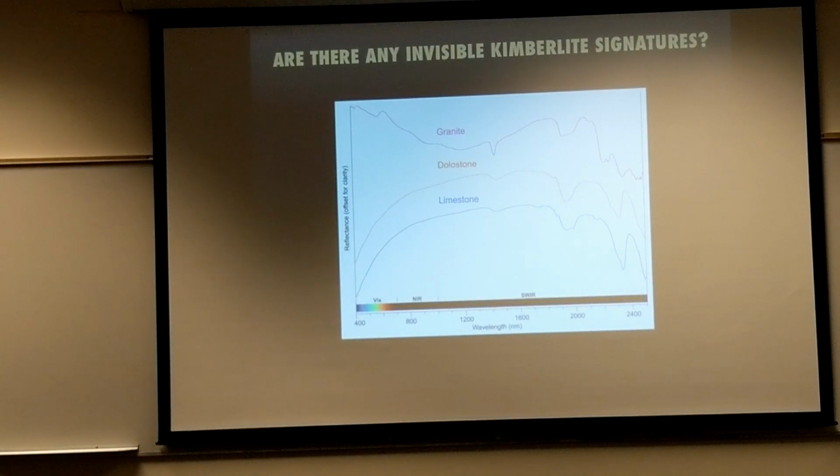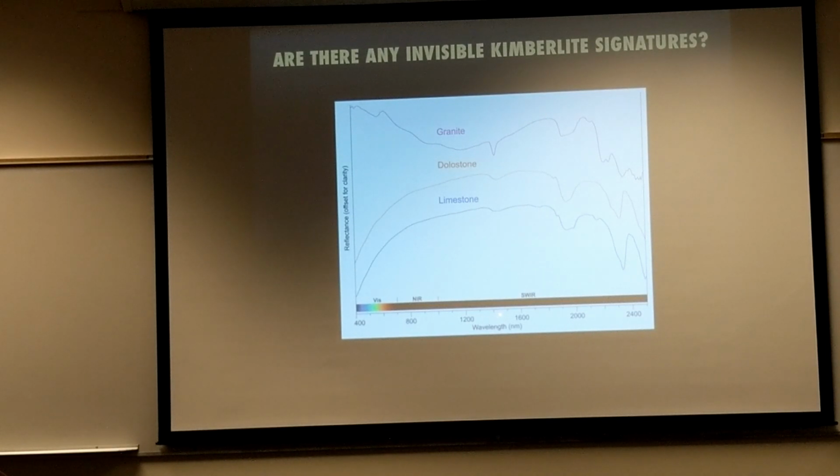So when we look for invisible kimberlite signatures, we're looking for hydration. We're looking for a granite spectrum that has more water in it than a granite spectrum that has less water. So we're looking to see if there's a different amount or different type of water in the granite spectrum. We're not looking to find new minerals in the granite, we're just looking to see if that granite is hydrated. And it's the same with the dolostone and limestone.